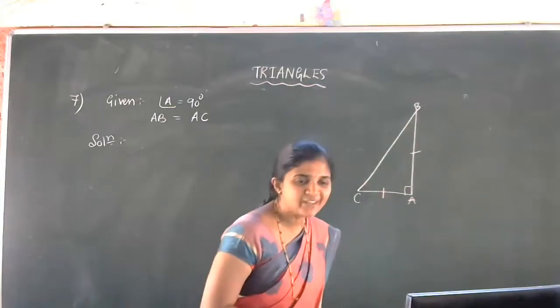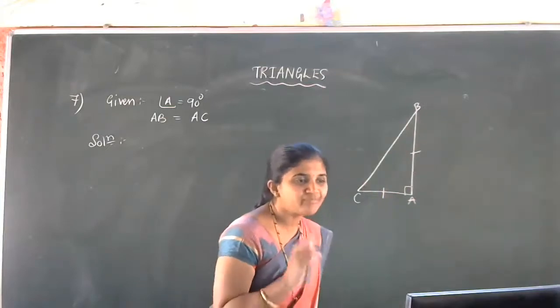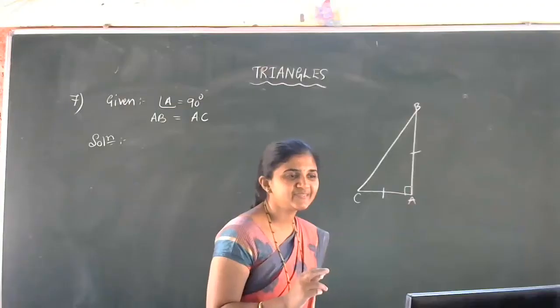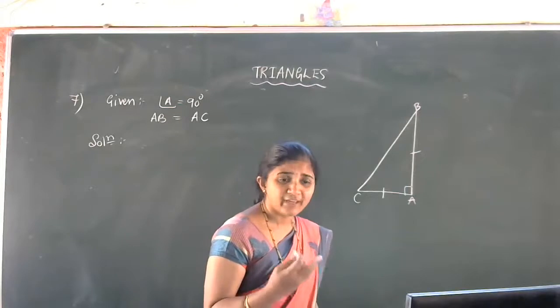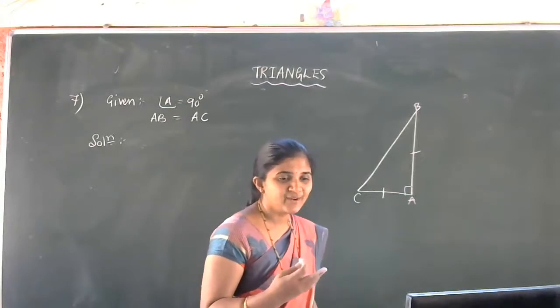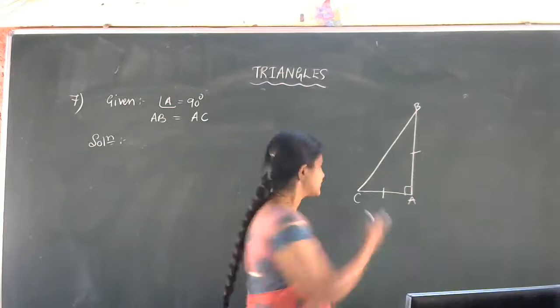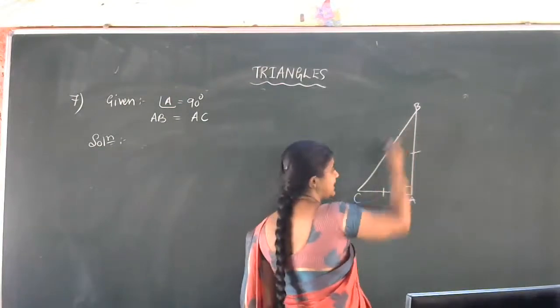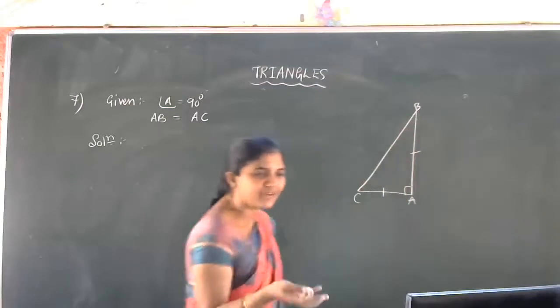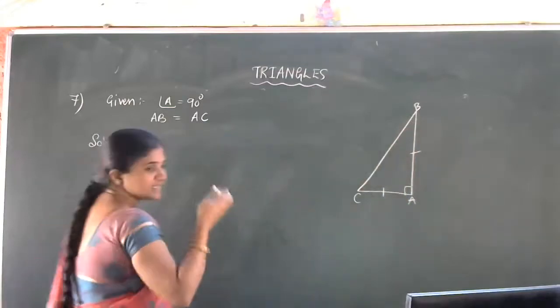This is a very simple question actually. Orally only we can find out the answer, but you have to work it out. Okay, clear now? Isosceles right triangle property: one angle is 90 and the remaining two angles are equal. Then obviously the two angles are 45, 45. Is that clear, students? This is about the seventh problem.